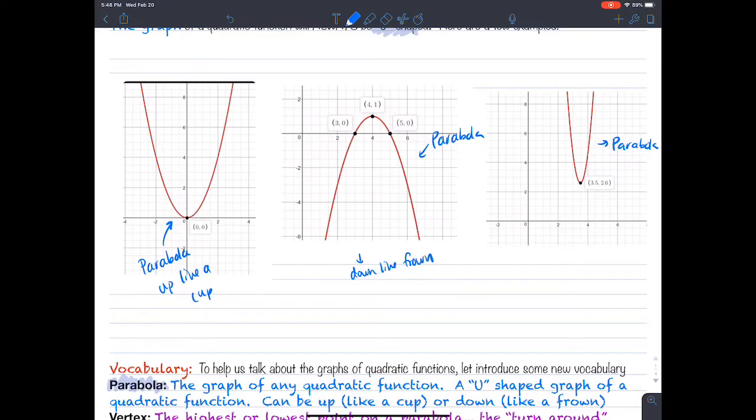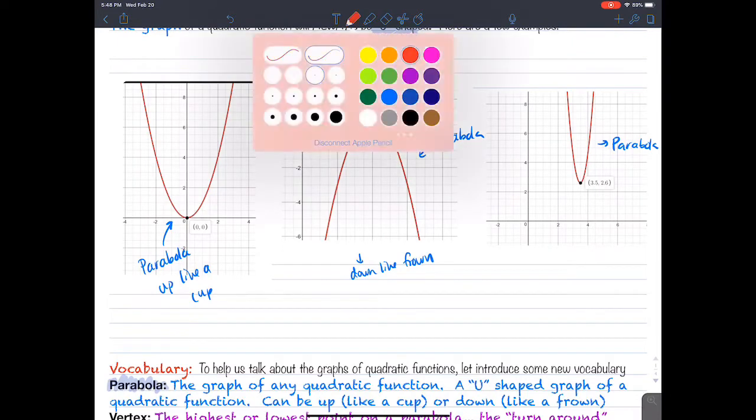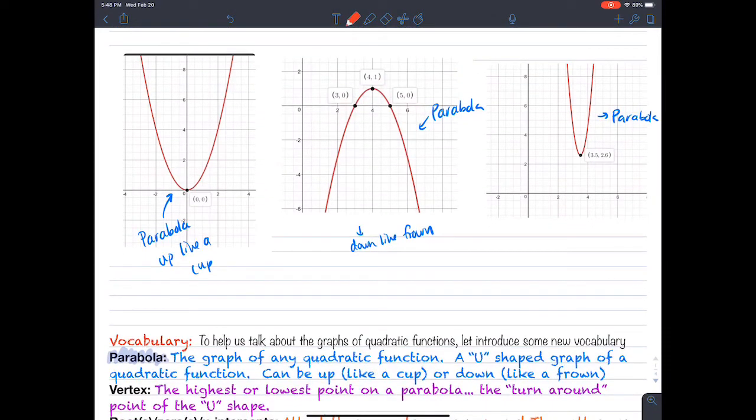Now, with those U-shaped graphs, the first thing that we see is there's a really important point, and that point is called the vertex. All we want to distinguish the vertex as is either the highest point or the lowest point on that graph. It just depends whether it's up or down. Some people like to call it the turnaround point of that U shape. So for example, if I was following this graph right here, this point right here is where I was going down, and I changed, and now I'm going up, so I turned around.